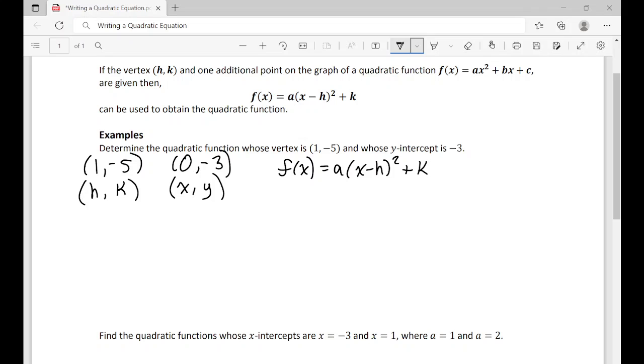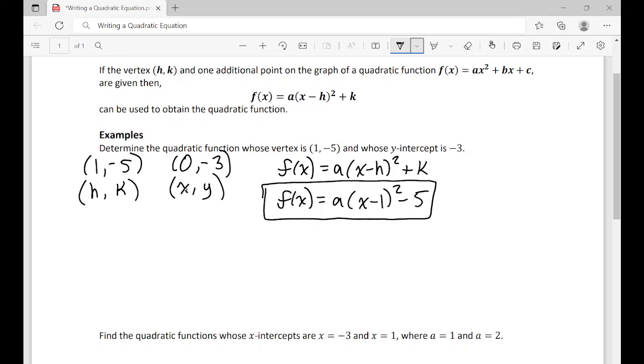So we can say that positive 1 and −5 are h and k. So f(x) = a(x − 1)² − 5. But we still have to find a. We can find a by knowing the fact that x is 0 and y is −3, because it gives it to us. So −3 = a(0 − 1)² − 5.